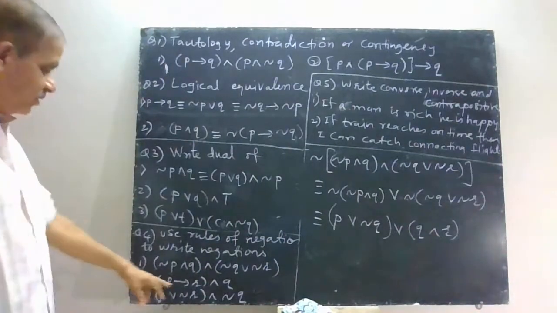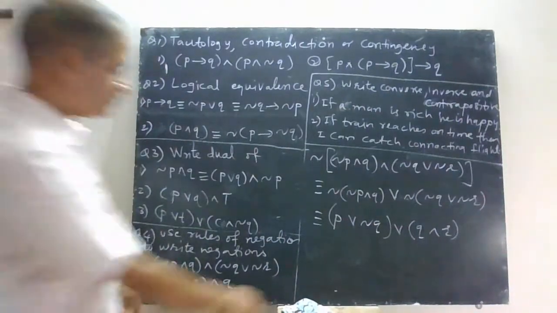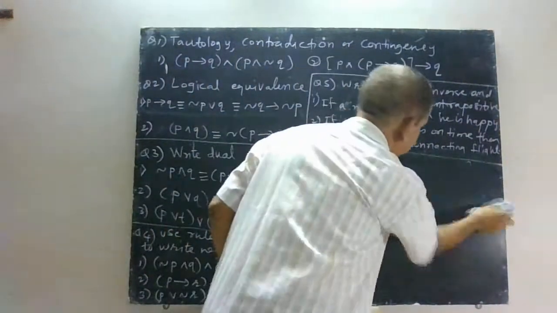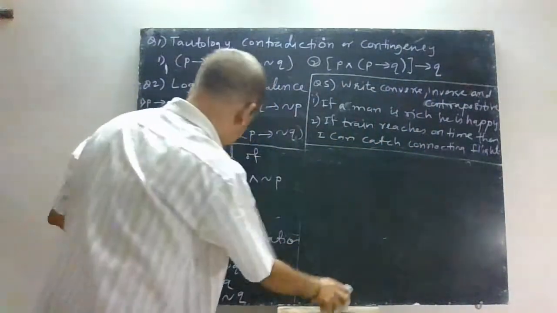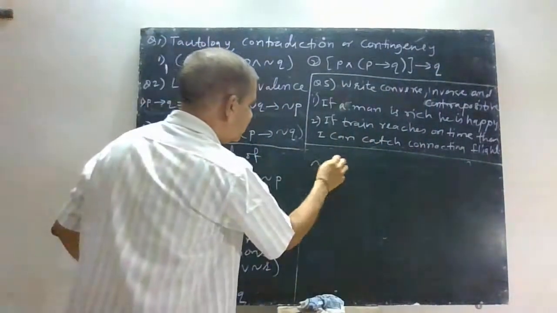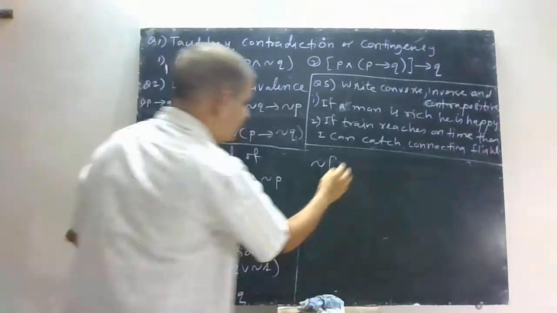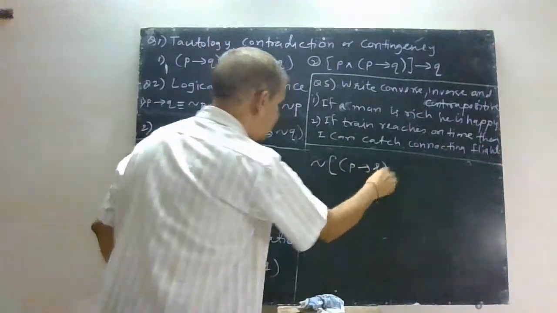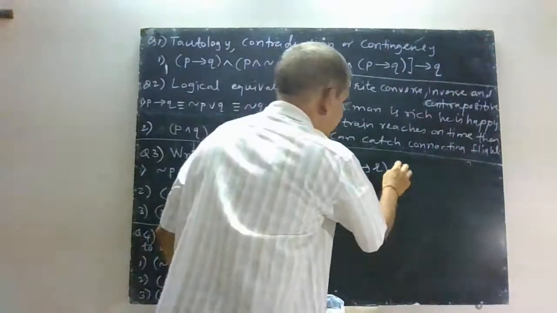Now we have one more: P implies negation of P implies R and Q.